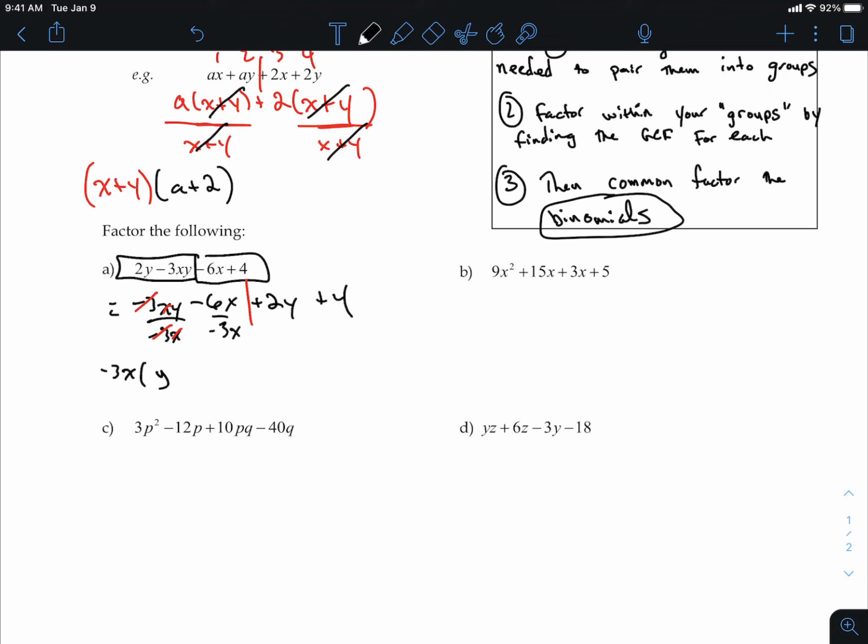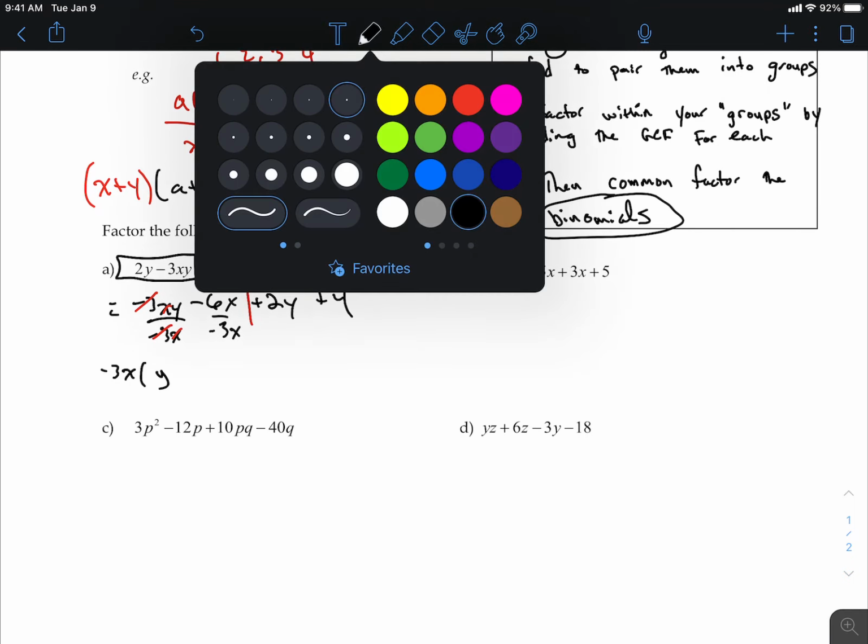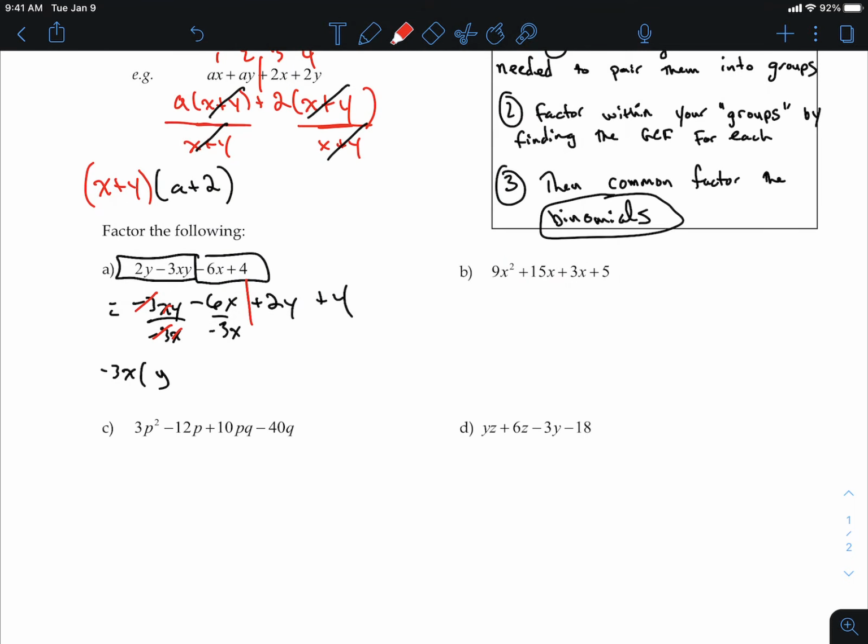Is everybody okay? Okay, and then in the second one, the x's cancel each other, right? They're gone. And then you just have negative 6 divided by negative 3. Well, that's just positive 2. Okay, that's the left half. Now we got to deal with the right half of the red line.